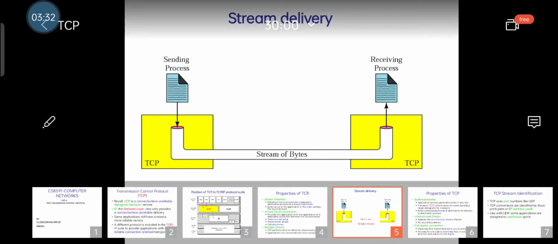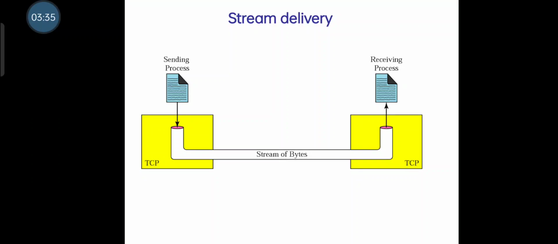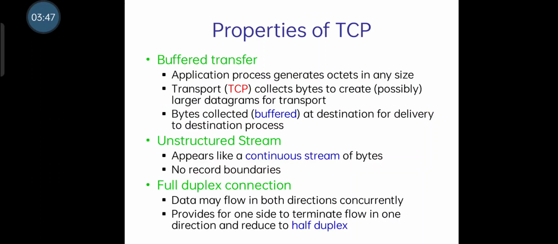This shows how the stream delivery works: the stream of bytes is processed from the sender to the receiver. Next is buffered transfer, because TCP provides flow control. If I have a fast sender but the receiver is very slow, I have to match the capabilities between the sender and the receiver. I should have a buffer that stores all the data. Whenever the receiver is free, it comes to the buffer and takes or processes the data. That's why it is called a buffered service.